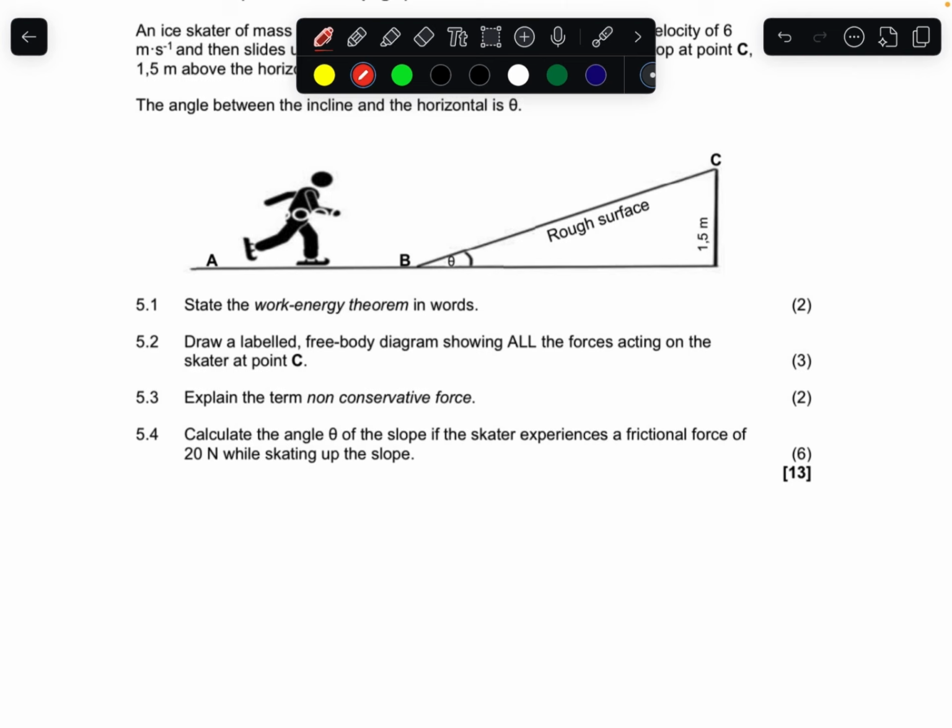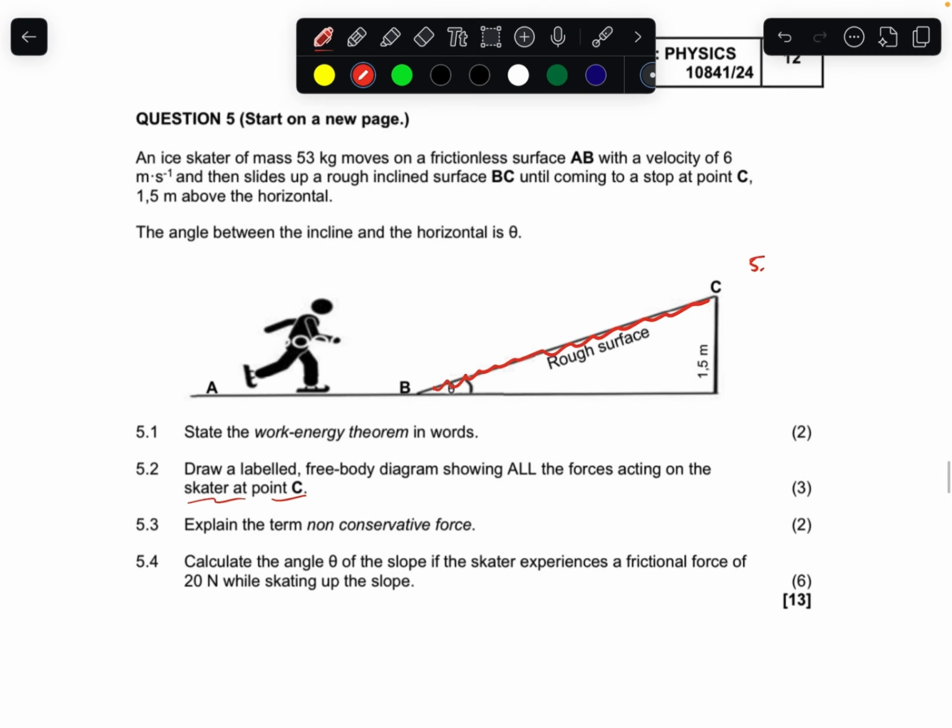Now it says draw a labelled free body diagram showing all the forces acting on the skater at point C, right? Okay, this is important. There's friction, and what else is important? No friction. So these are two systems, guys. This one is a closed system because there are no non-conservative forces. And this one is an open system because there is a non-conservative force, which is the friction.